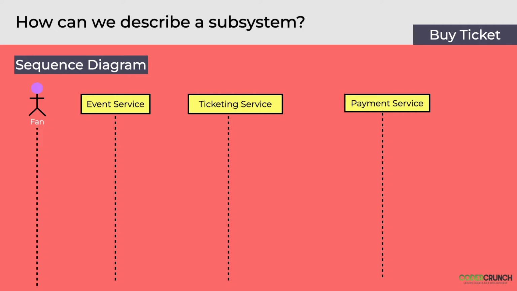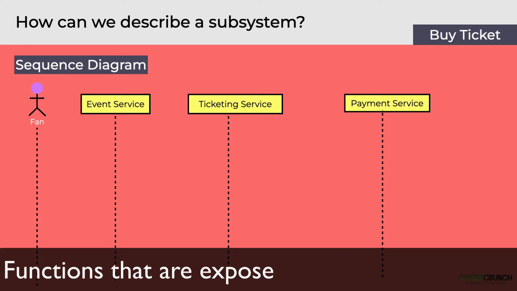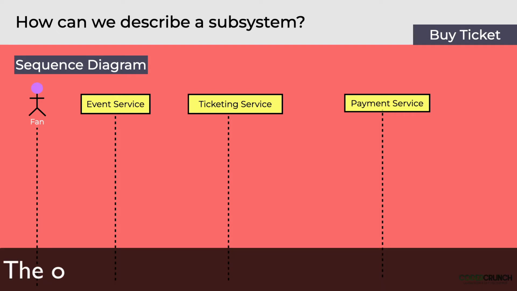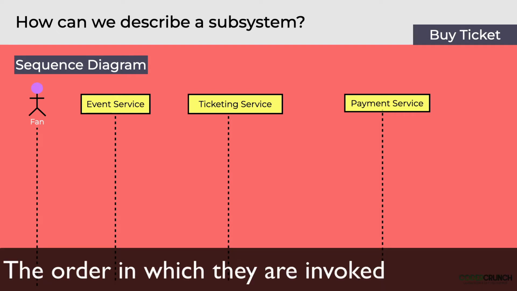All these services, the event service, the ticketing service, are essentially objects, that is, instances of the respective class, and have properties and functions. In a sequence diagram, we are interested in functions that are exposed by these objects, and we want to show how those functions are invoked across a set of objects while fulfilling a given use case.